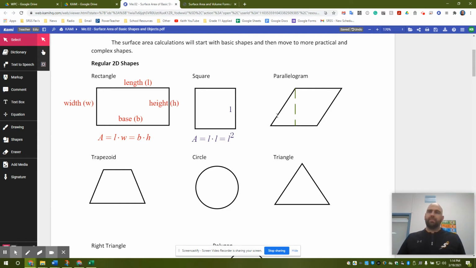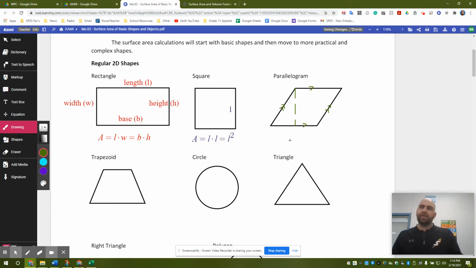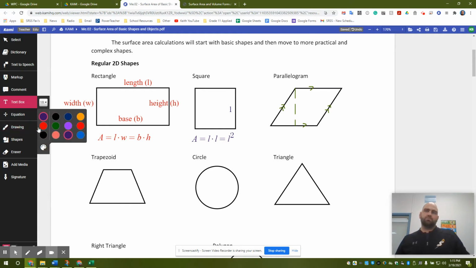A parallelogram has parallel sides to it. Let's draw those in as well. So this side, with two arrows, is parallel to this side here. Those little arrows mean parallel. And this side up here is parallel to this side down here. That is a parallelogram. A rectangle is also a parallelogram. It's just a little bit of a different parallelogram. It has 90-degree corners instead of slanted corners.